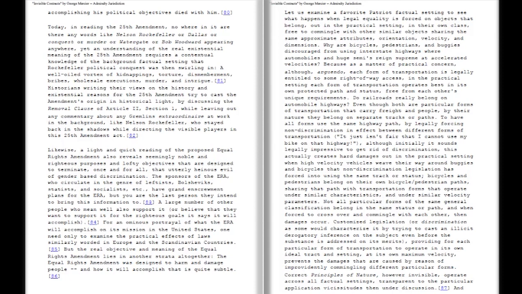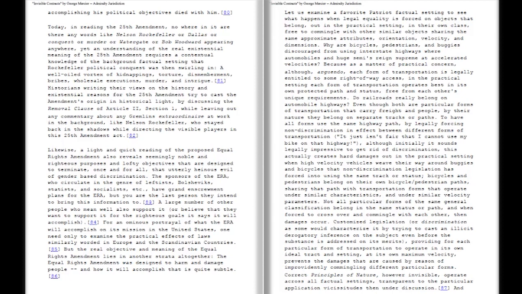82. Likewise, a light and quick reading of the proposed Equal Rights Amendment also reveals seemingly noble and righteous purposes and lofty objectives that are designed to terminate, once and for all, that utterly heinous evil of gender-based discrimination. The sponsors of the ERA, who circulate in the genre of leftists, Bolsheviks, statists, and socialists, etc., have grand plans for the ERA, but you are the last person they intend to bring this information to.